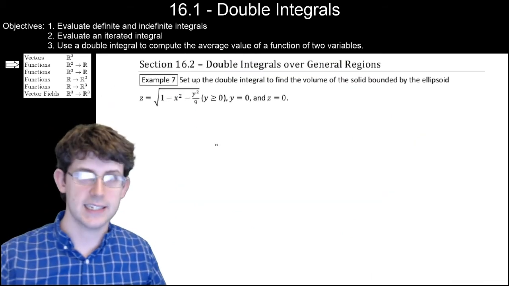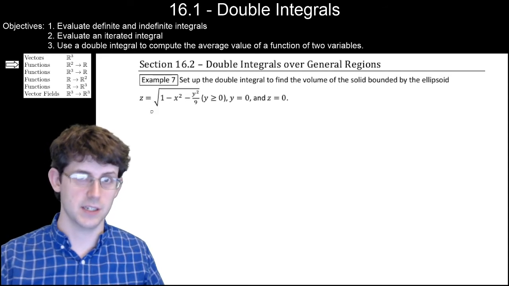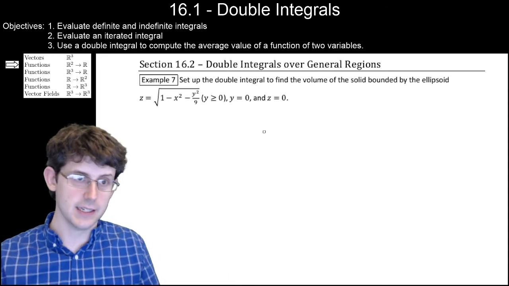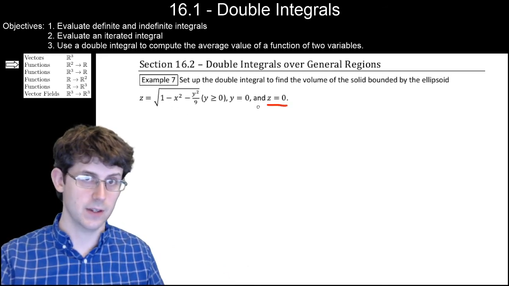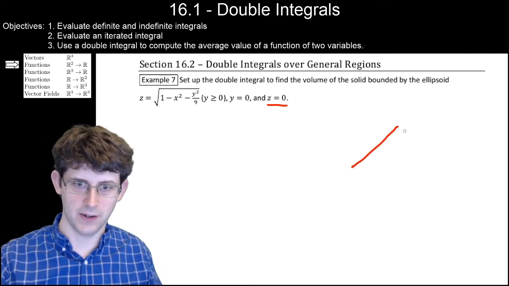Okay, let's do the last example. So this one gives us an ellipsoid, which is a surface. Z equals the square root, so it's always going to be positive z's. Then we're going to be between this ellipsoid and z equals 0. That's the xy plane. So I already have a base idea of what's going on.